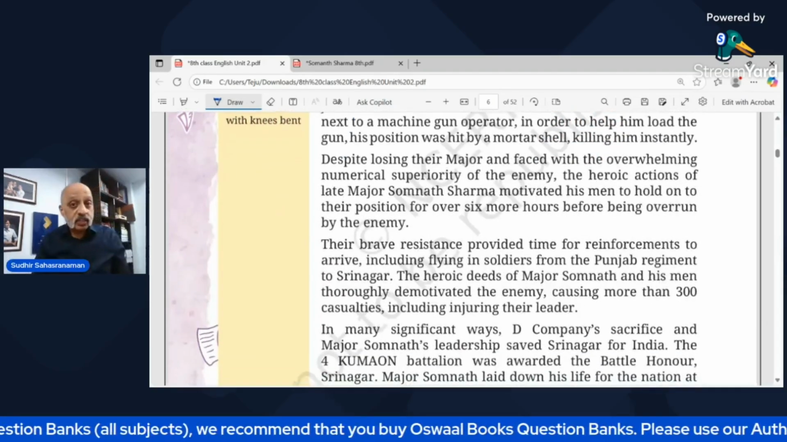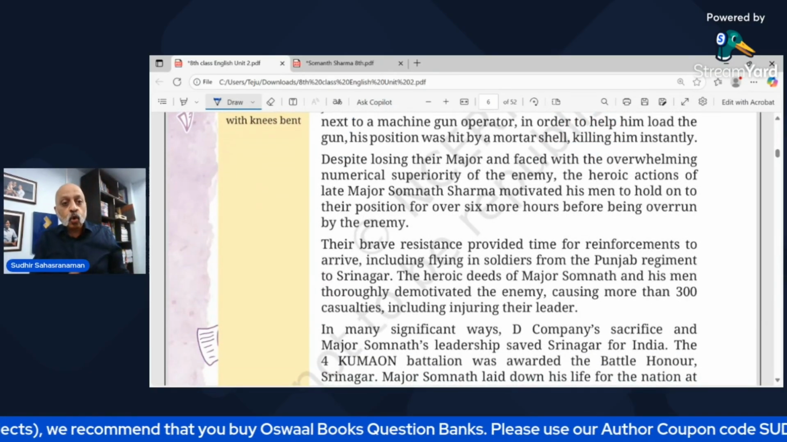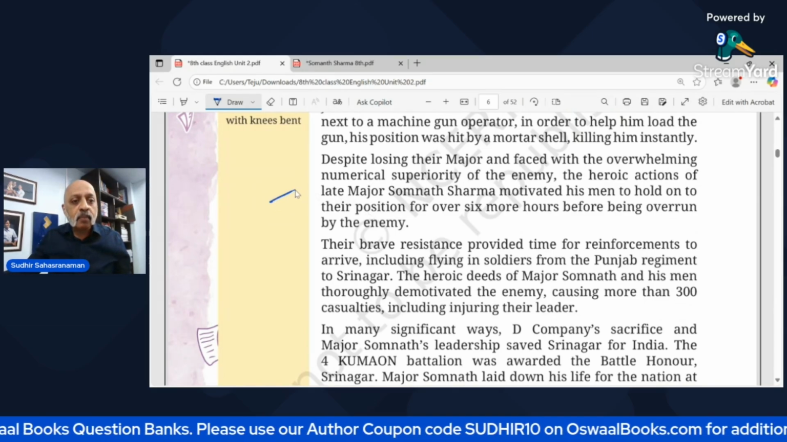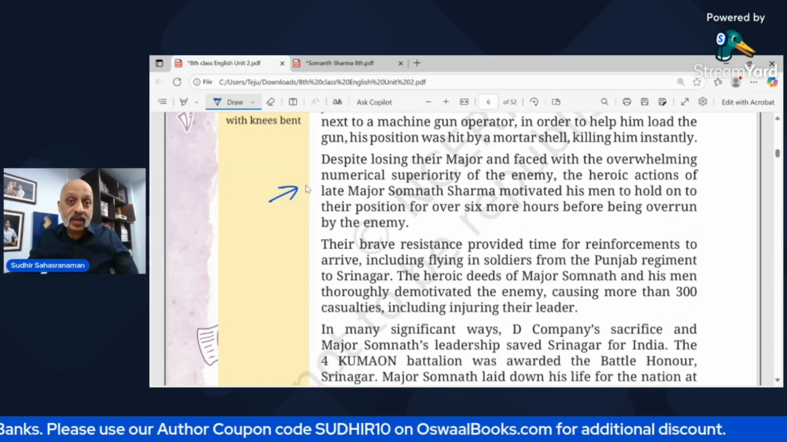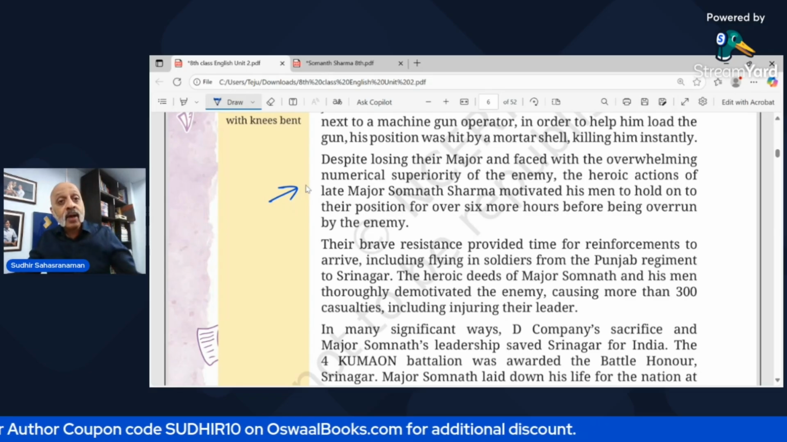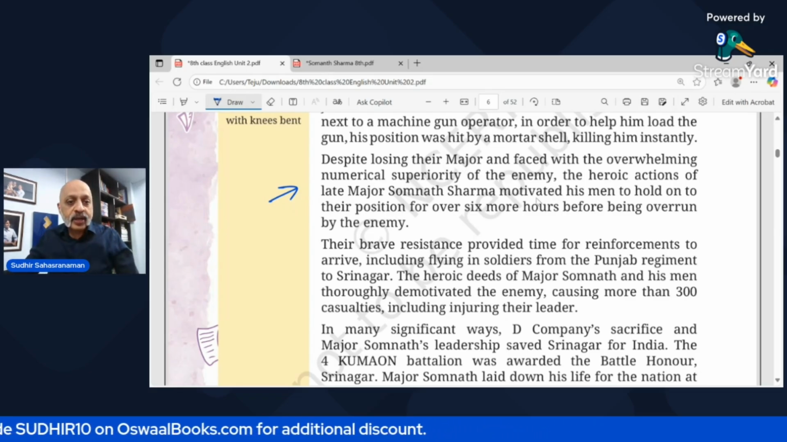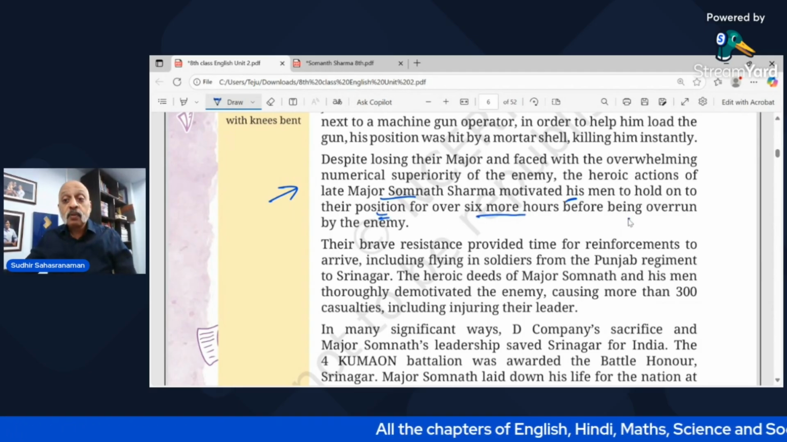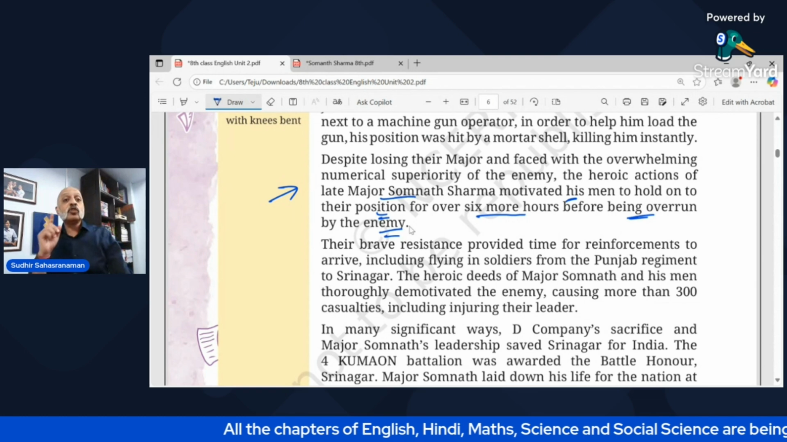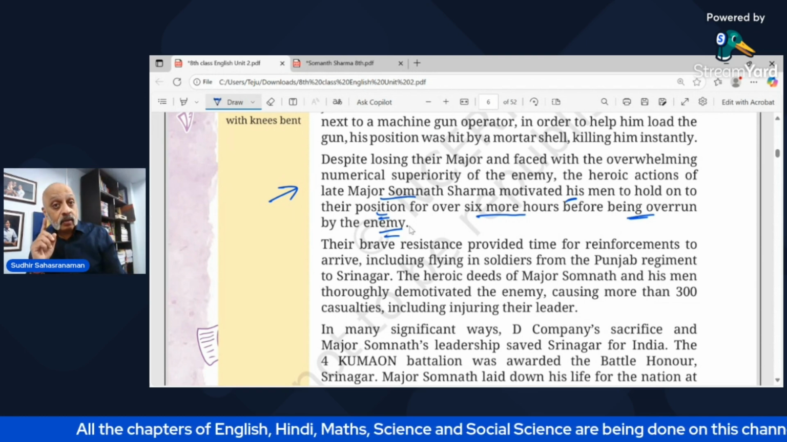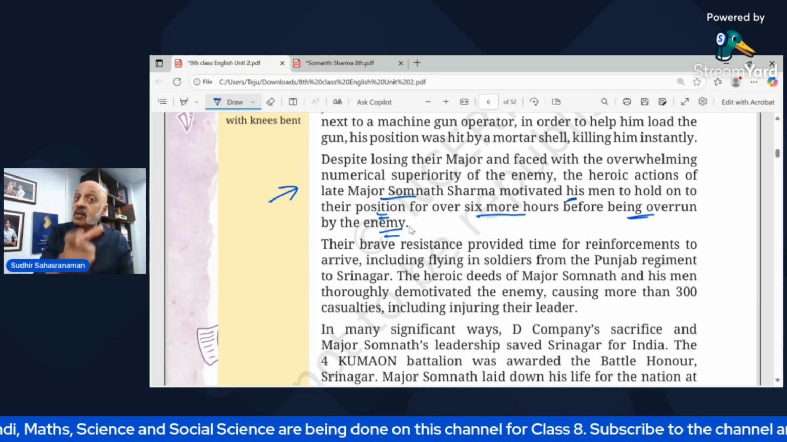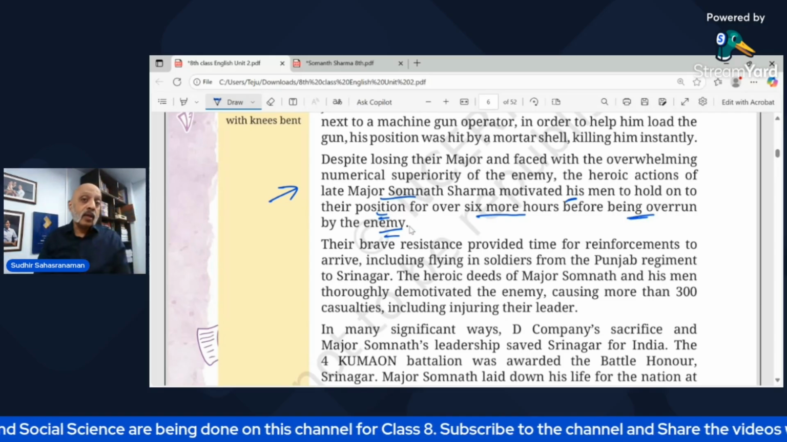Despite losing their major, that is Major Sharma, and facing overwhelming numerical superiority, the Pakistani invaders being many more in comparison to the Indian soldiers, who were only 90, and many of them had started getting killed. The heroic actions of the late Major Somnath Sharma motivated his men to hold on to their position for over 6 more hours before being overrun, before each one of them was killed by the enemy. So for 6 hours more, with limited ammunition, they still managed to fight the enemy.